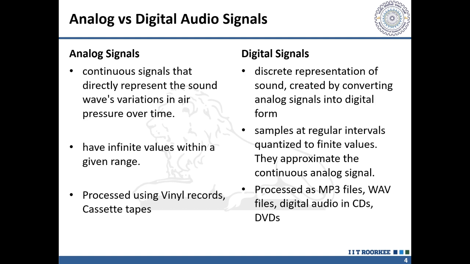Digital signals, on the other hand, are like discrete representations of sound. We obtain them from the analog signals by sampling at different time intervals. Digital signals are basically approximations to the analog signals, and they're processed as MP3 files, WAV files, digital audio in CDs and in DVDs. Today, I'm going to be processing a WAV file, which is a digital audio signal.